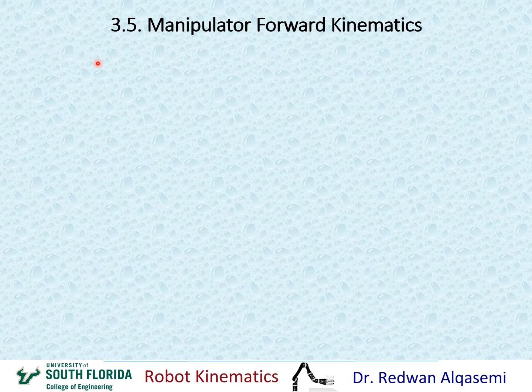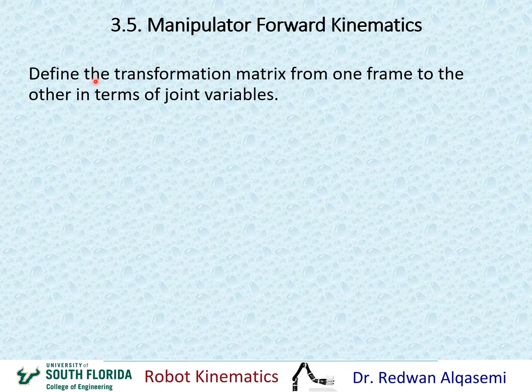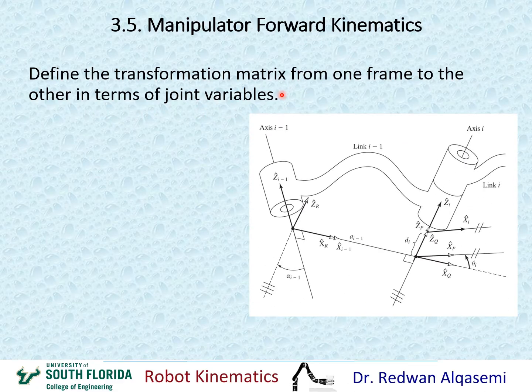This brings us now to the forward kinematics that we can try to extract and write down out of the DH parameters. So for the forward kinematics, we define the transformation matrix from one frame to the other frame in terms of joint variables. Okay, so that would define my forward kinematics.